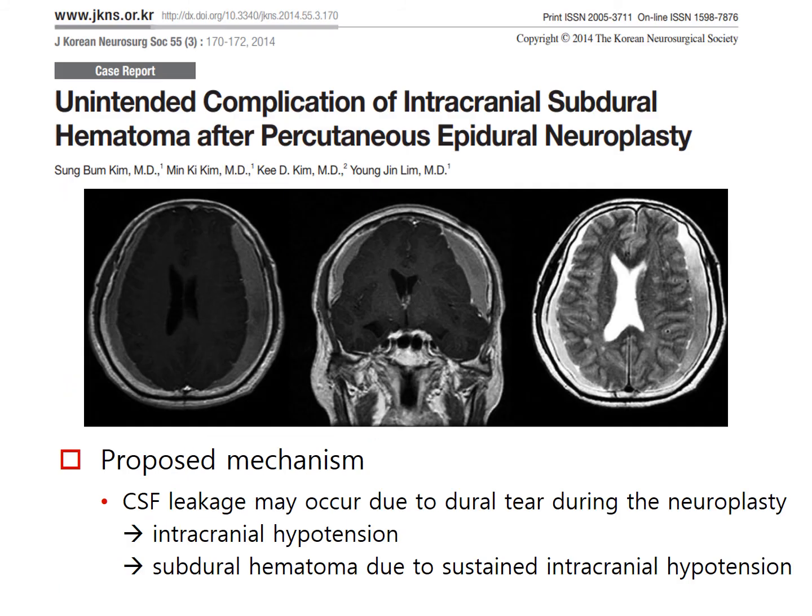This case report shows a subdural hematoma after neuroplasty. The proposed mechanism of hematoma is that during the neuroplasty, CSF leakage might have occurred due to dural tear, which could lead to intracranial hypotension. Also, the continuation of intracranial hypotension might lead to subdural hematoma.